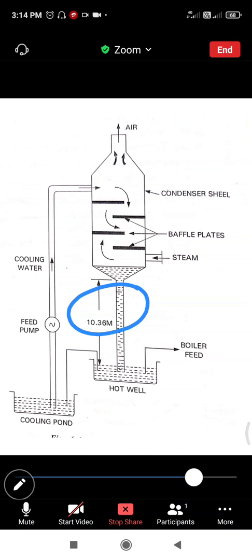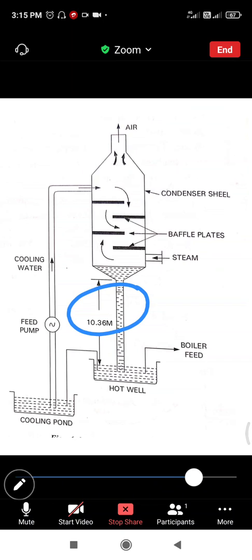This is the working of this high level jet condenser. What are the advantages of this high level jet condenser? It does not require a condensate pump. Condensate can be reused as feed water if the cooling water is free from impurities.